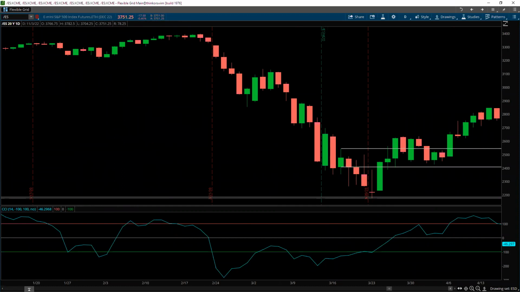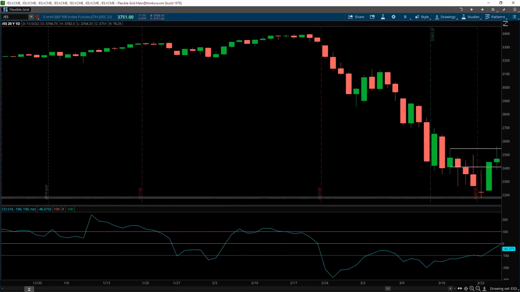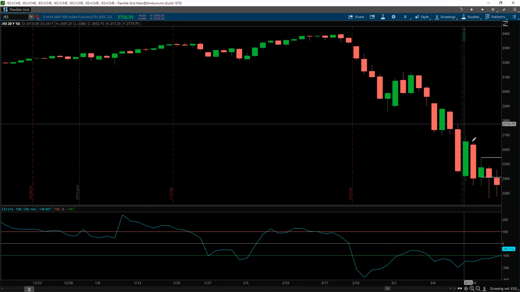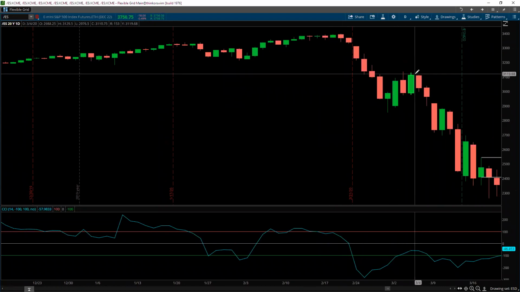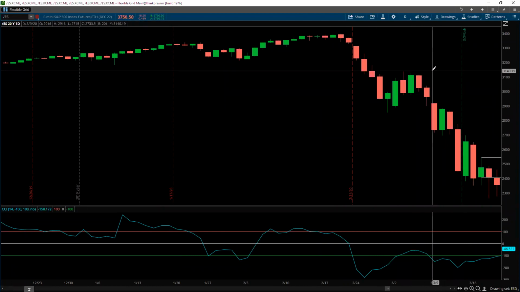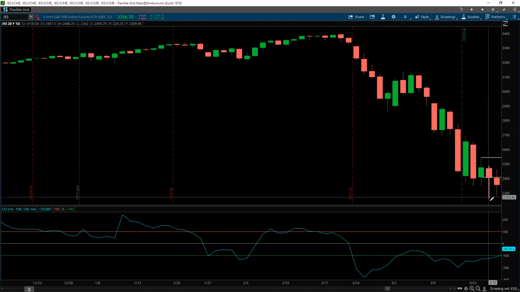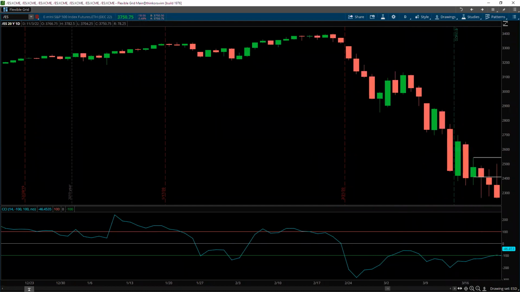Okay, so let's go through this. This is the COVID drop, yeah? And the market's moving down, a downward moving market. Okay, so we can see this lower high, lower low. So let's see what happens there.